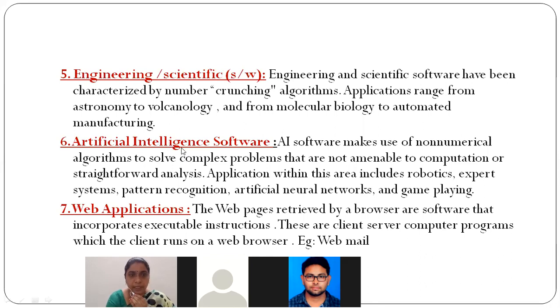And next one is artificial intelligence softwares. AI softwares make use of non-numerical algorithms to solve complex problems that are not amenable to computation or straightforward analysis. So what we mean to say is there are some problems which can't be solved easily. There will be some set of complex problems which can't be solved easily by normal humans by writing some sample programs, right?